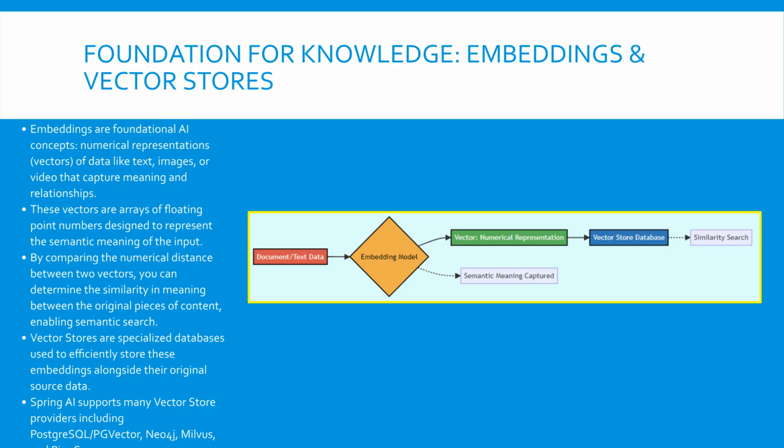What is the purpose of an embedding, and where is it stored? An embedding is a numerical vector capturing the semantic meaning of data, and it is stored in a vector store.